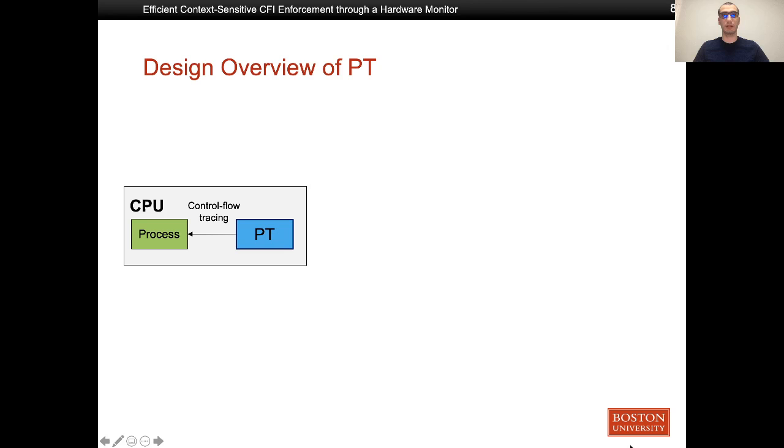To answer this question, we need to understand the design overview of Processor Trace. Processor Trace is a hardware feature that can collect the change of flow information from the program that cannot be derived statically. For instance, the indirect calls, indirect jumps, returns, and conditional branches. When a process is running on your CPU, PT is collecting the control flow information in the form of encoded trace packets with a minimal performance overhead. On average, it is less than 3% overhead when collecting the traces.